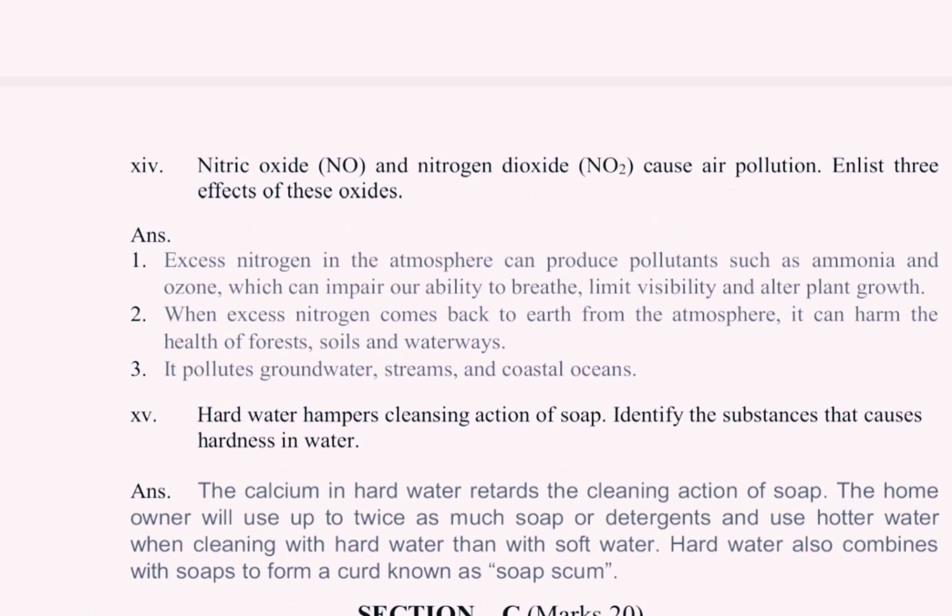Then, hard water hampers the cleansing action of soap. Identify the substances that cause hardness in water. So here is the calcium one. Calcium is the major substance causing hardness of the water. And what happens when hardness is caused? Soap forms scum, or it forms curd, or it doesn't form proper lather, which helps in cleansing action. So this is the major drawback when your water is not soft water.